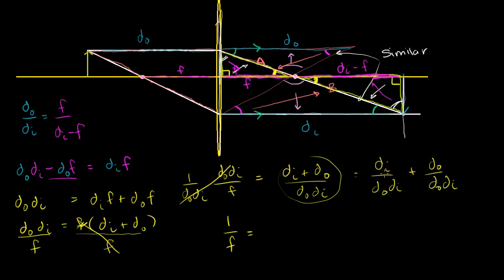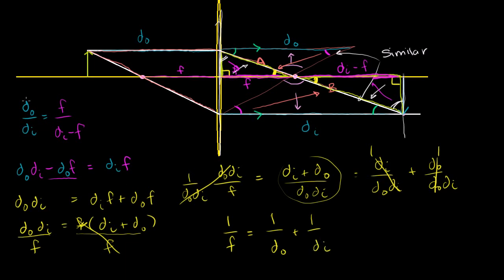But di over d naught di, the di's cancel out. We just have a 1. Here, the d naughts cancel out. You just have a 1. So this is equal to 1 over the distance of the object. And this is plus 1 over the distance of the image.